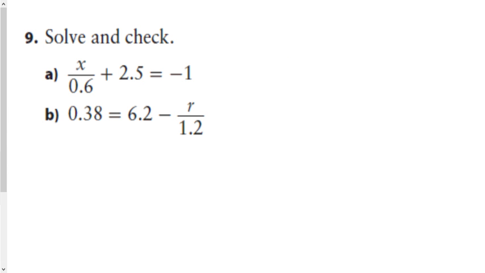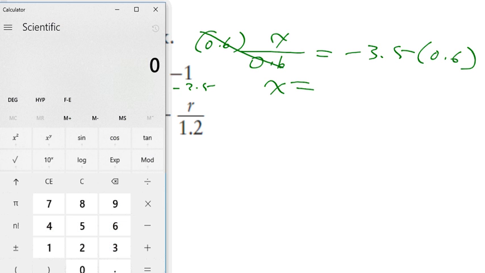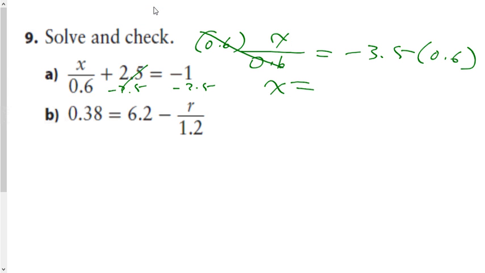Okay, question 9. We have decimals. So for this one, we're going to subtract 2.5 from both sides. And then I'm going to multiply both sides by 0.6. And x will equal, so 10% is 35, 35 times 6. Okay, I can't do it in my head. It would be 3.5 times 0.6 equals 2.1. Is it negative or positive? It's negative. Exactly. And the last one, subtract 6.1 to get rid of your constant.